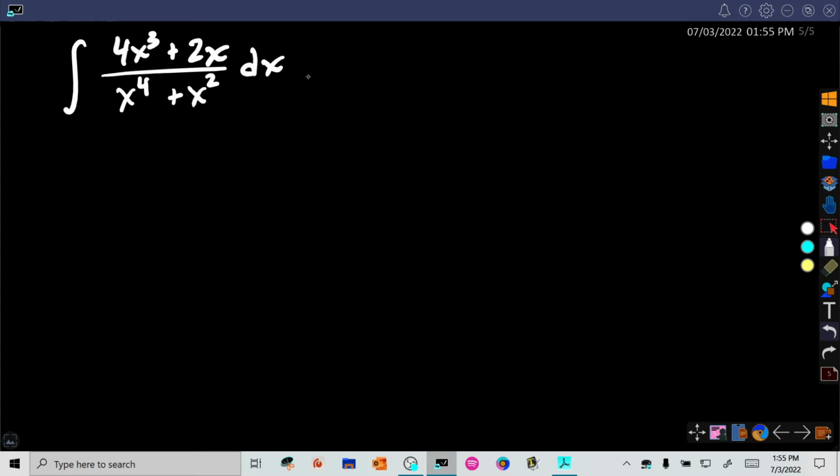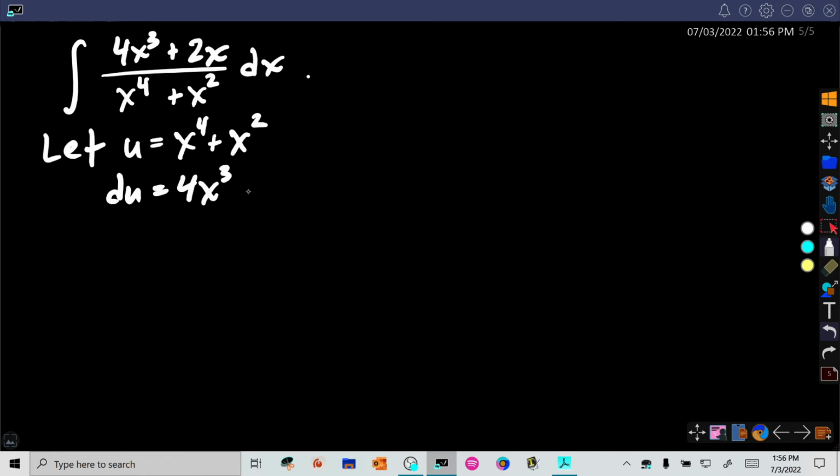Integral of 4x cubed plus 2x all over x to the 4th plus x squared dx. Okay. So in a similar sense here, you can glance at it and see. Here I've got x to the 4th and x squared, and the derivatives of each of those respectively is pretty much just what's in the numerator. So right off the bat, you can kind of tell where this is going. So u equals x to the 4th plus x squared. So du is going to equal 4x cubed plus 2x dx.